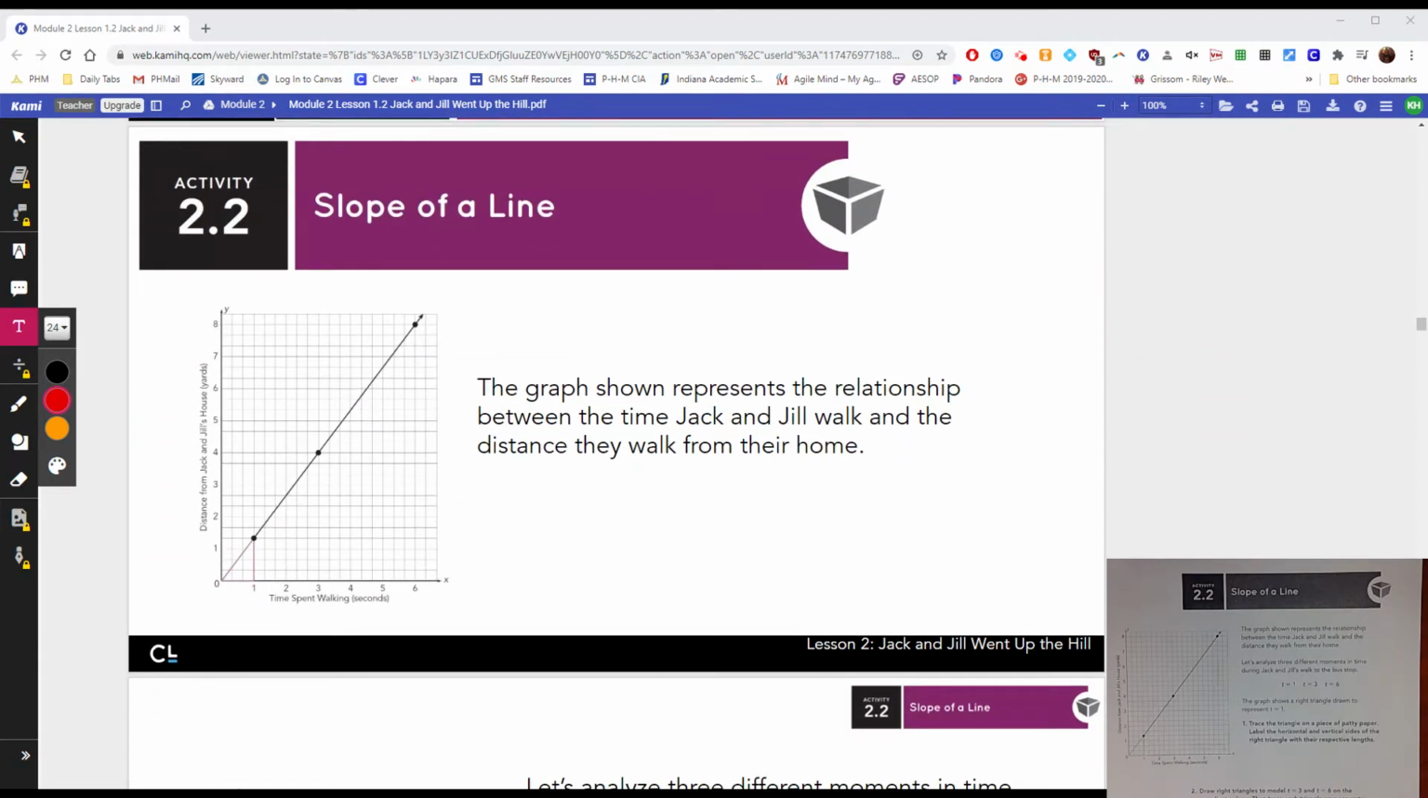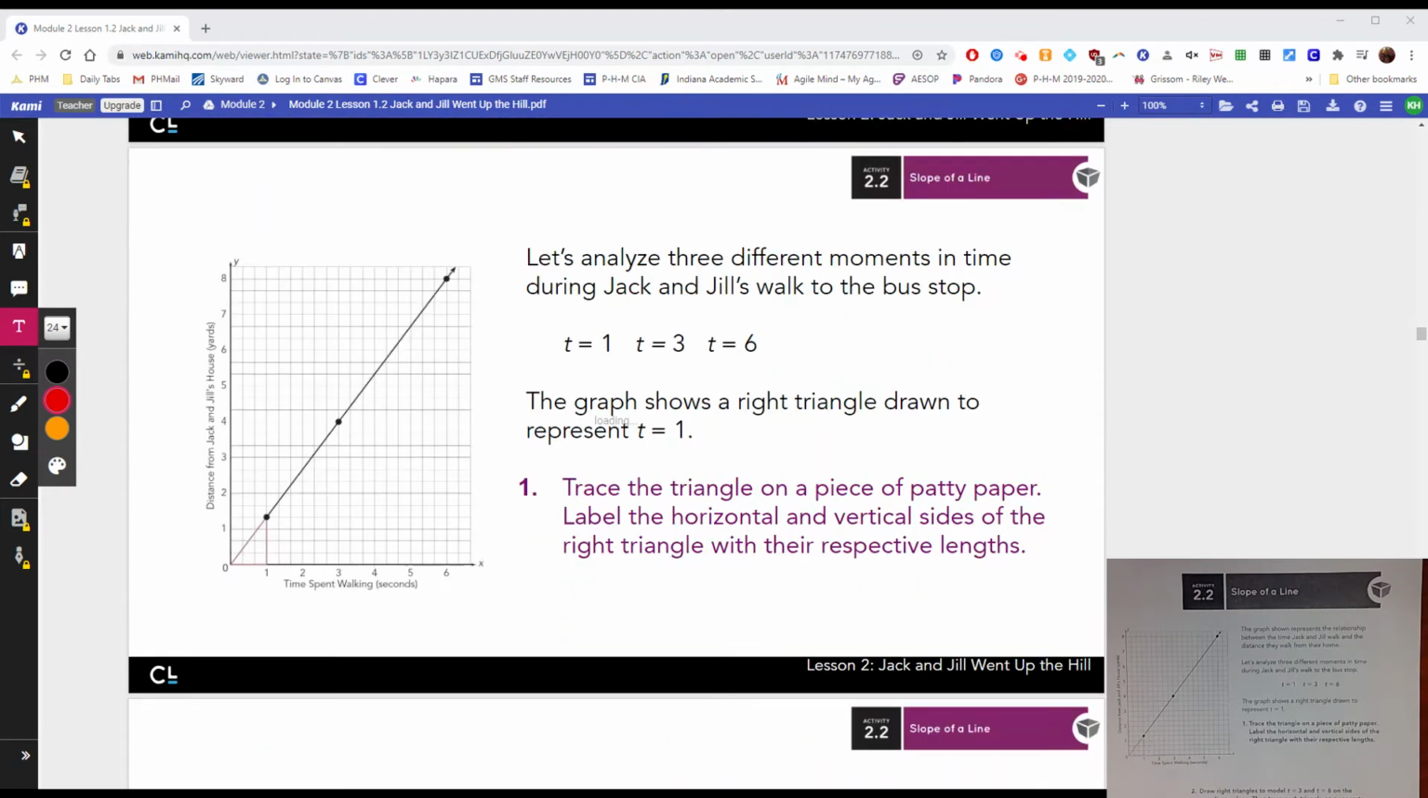In this lesson, we're going to learn about the slope of a line. So the graph shown represents the relationship between the time Jack and Jill walk and the distance they walk from home, just like in the last lesson. We're going to analyze 3 different moments in time during this walk to the bus stop. So when t equals 1, when t equals 3, and when t equals 6. The graph is already showing a right triangle that represents t equals 1. So we're going to trace that on a piece of patty paper.